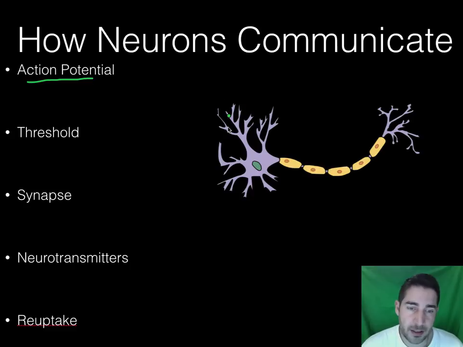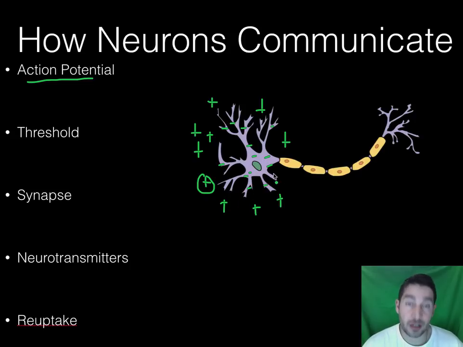What's going on here is that inside the cell, there's a bunch of negative charge. You have to go back to a little bit of chemistry or physics to remember what charge is. So this has a negative charge in here, and outside is a bunch of positive charges. This is generally how your body works. Before it's stimulated, this is pretty much impermeable. Stuff can't get in or out. It's like Fort Knox in there. Nothing's going in or out.